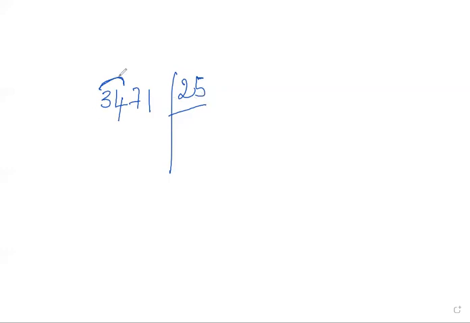No. So we move on. 34, yes, 34 is bigger than 25, so we can divide. And how many times do we have 25 in 34? Of course, it's 1. And then 1 times 5 is 5. 1 times 2 is 2. So that is 9.